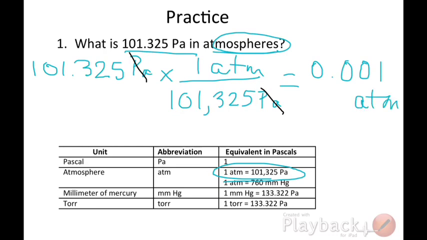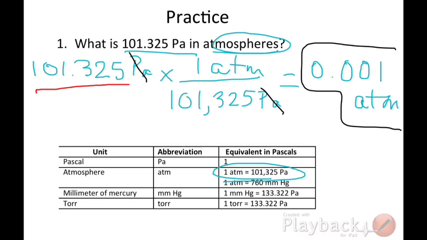This is our answer, but I just want to note there's one other way to do this problem, because you should notice that the digits in this value here, the original pressure in pascals, and the number that we're going to divide by down here, the digits are all the same. The decimal point's just in a different place. You should notice that in our beginning number, it's 3 places to the left in comparison to where it is in the number that we're dividing by.